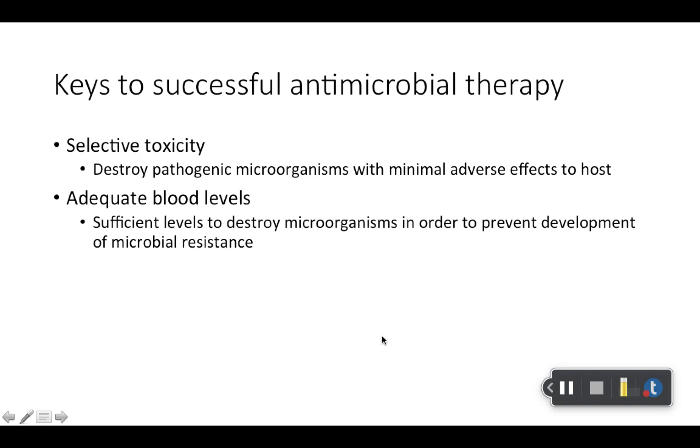So this is, again, an overview of some things that will help when picking your antimicrobial therapy. Ideally, you'd like to minimize the adverse effects and the toxicities to the host, and you want to specifically kill the pathogenic microorganisms as much as you can. You're also concerned about adequate blood levels. So what does that mean?